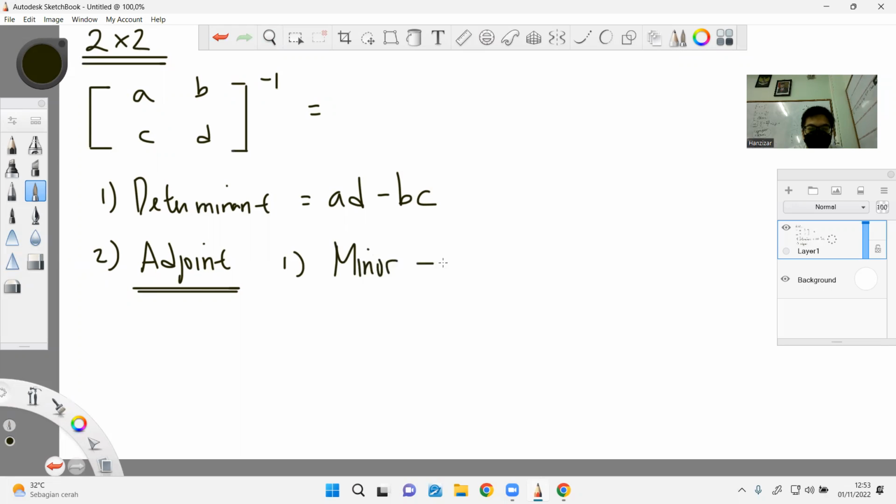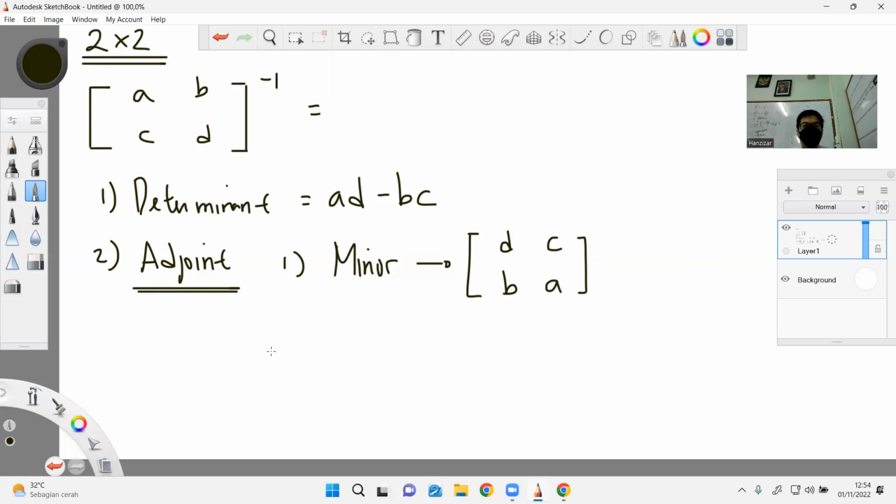So what is the minor matrix? Minor matrix is when you cross out one element, you need to find the other. For example, element 1, 1. Here, you cross row 1, column 1. What is left is D. So write down D here. Element row 1, column 2: what is left is C. Write down C. Then row 2, column 1: B. And then row 2, column 2: A.